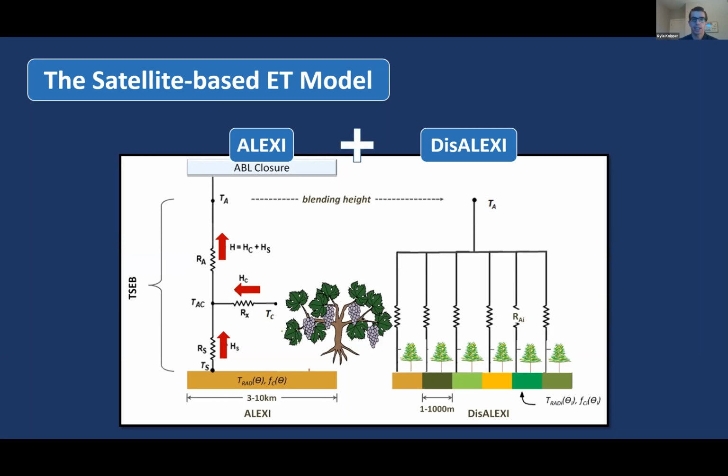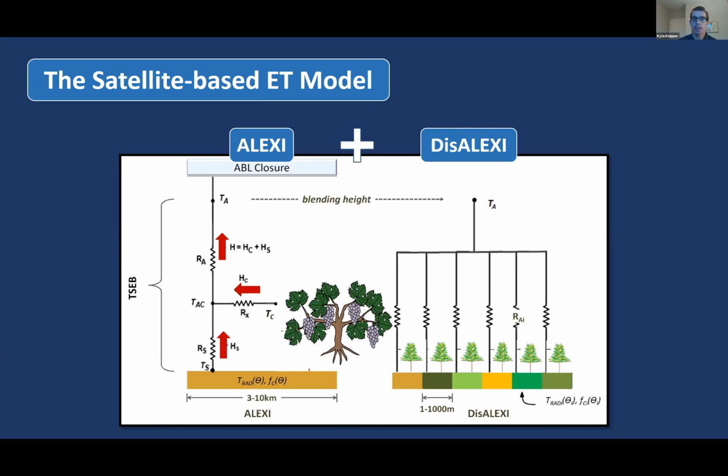Now, because ALEXI on the left there is restricted to a spatial resolution of 3 to 10 kilometers, we utilize DisALEXI, which is the disaggregation of ALEXI to obtain field scale ET. We do this by running TSEB again, only this time we use thermal infrared information from higher resolution satellites such as Landsat or MODIS. And we hold that air temperature that was derived via ALEXI constant when doing so.